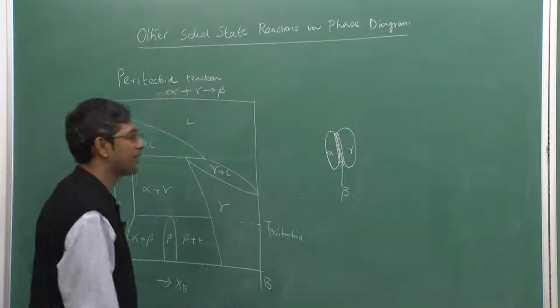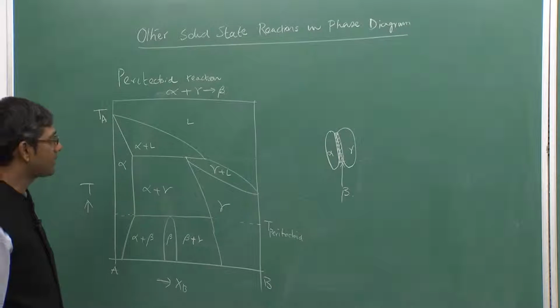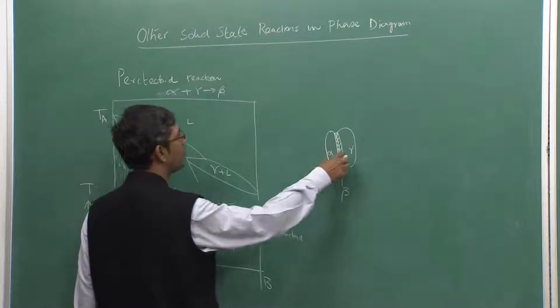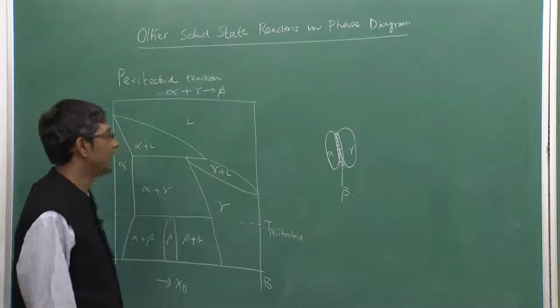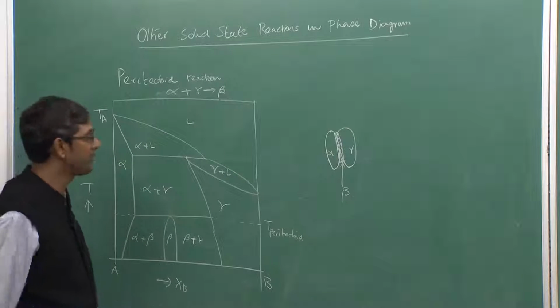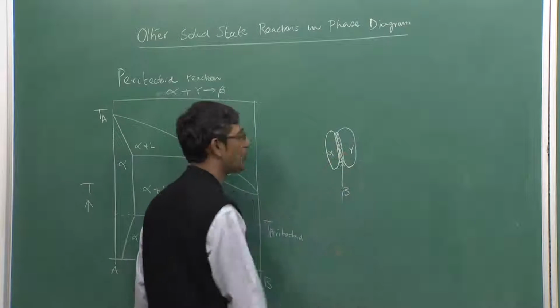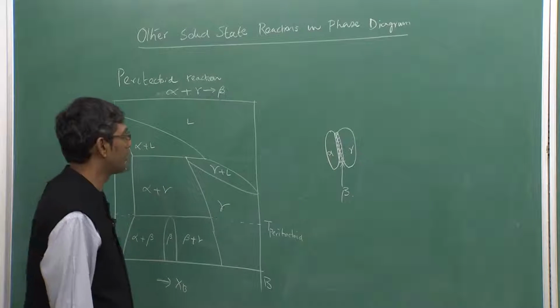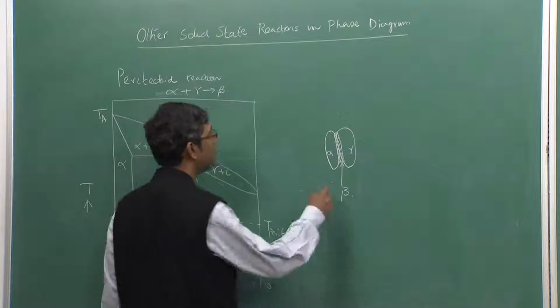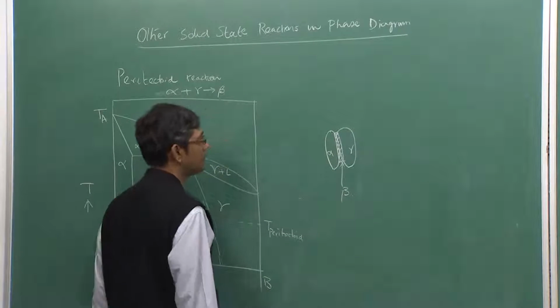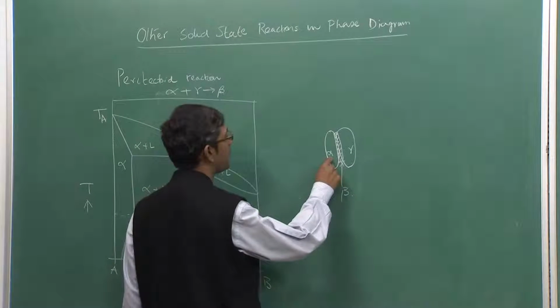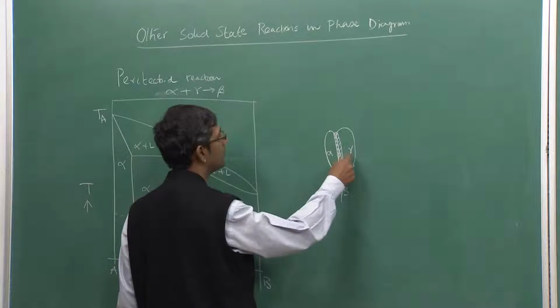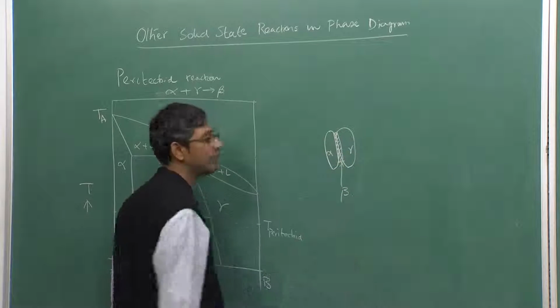Peritectoid reaction will happen like that at the interface, and as soon as the peritectoid reaction product beta forms at the interface, the contact between these two solid phases will vanish. There will be no further contact possible. So, any further reaction is possible only when the diffusion of the atoms from alpha to gamma, and vice versa from gamma to alpha, is possible.